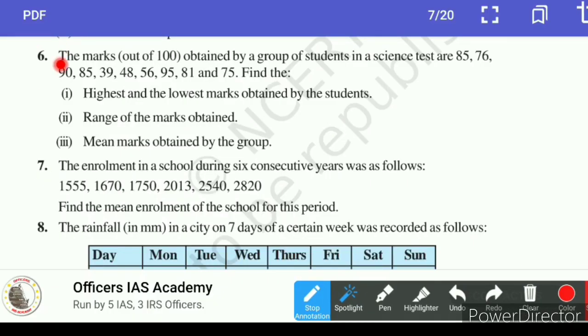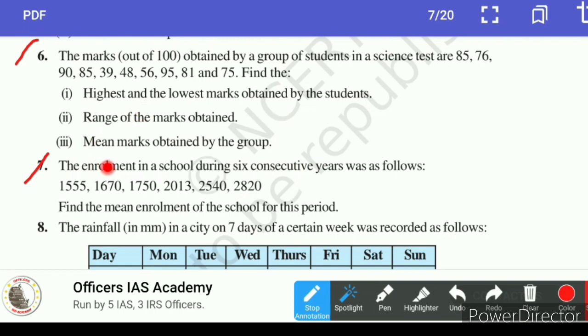Question 6 is homework. Question 7 also homework. Question 6: the marks out of 100 obtained by a group of students in a science test are given. You should find the highest and lowest marks obtained by the students. That is the first part of the question. Second part, the range of the marks obtained. That is, you should subtract the lowest score from the highest score. That is the formula to find the range.